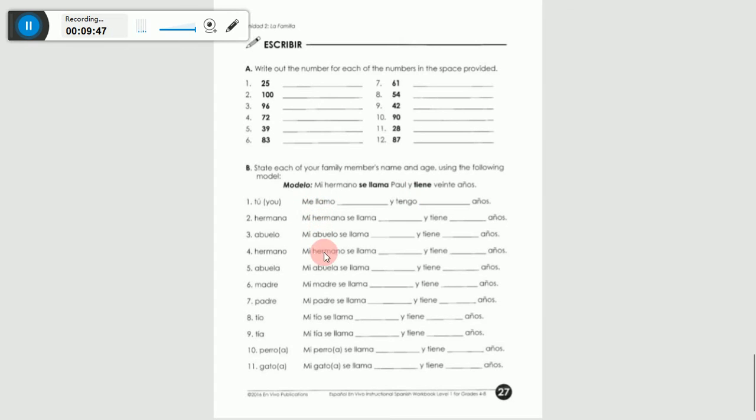So here they're going to change the family member, and if it doesn't apply to you, just go ahead and make it up, okay? So you're going to fill out a name and then you're going to fill in how old they are. And you'll see down here it even talks about your dog or your cat. So if you don't have one, just go ahead and make one up.